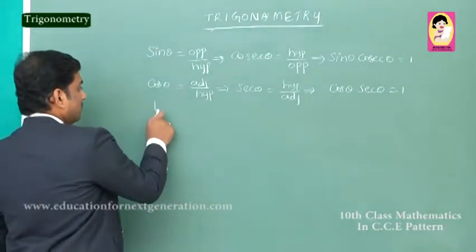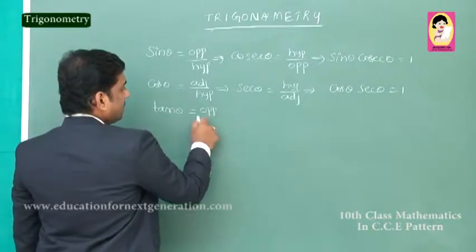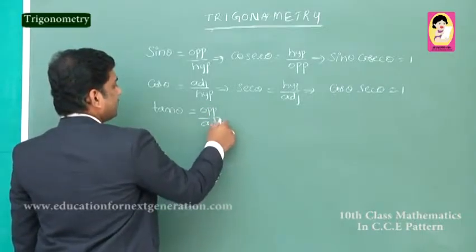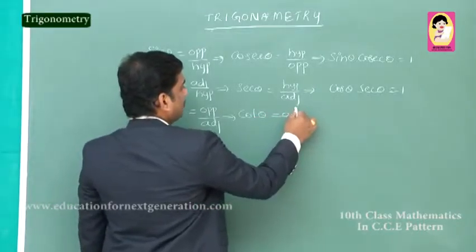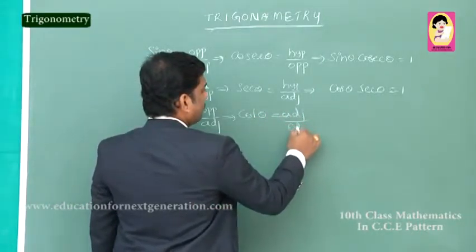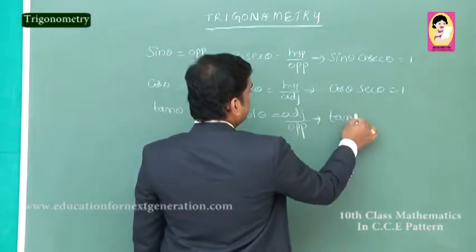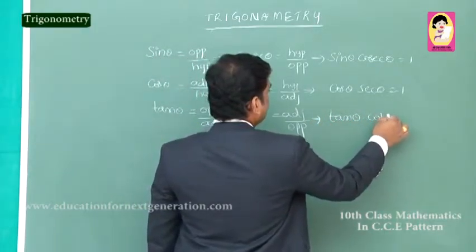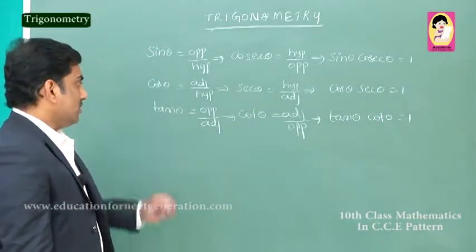And the next one is tan theta. Tan theta is equal to opposite by adjacent, and its reciprocal cot theta is equal to adjacent by opposite. From this we will get the relation between tan and cot, that is tan theta into cot theta is equal to 1. Right?